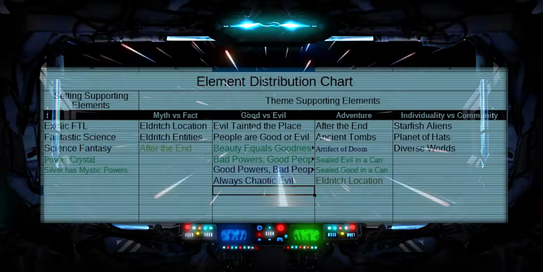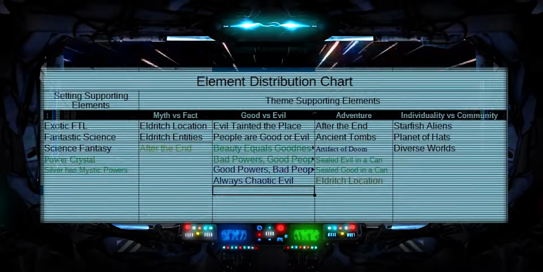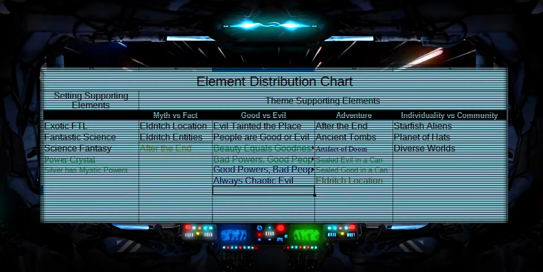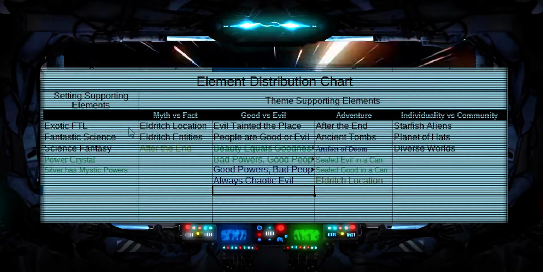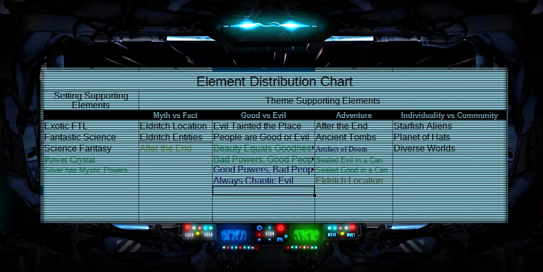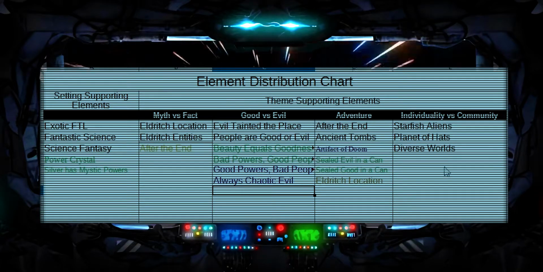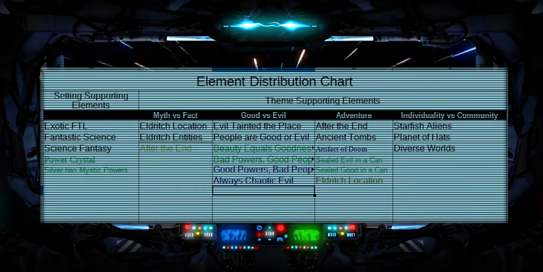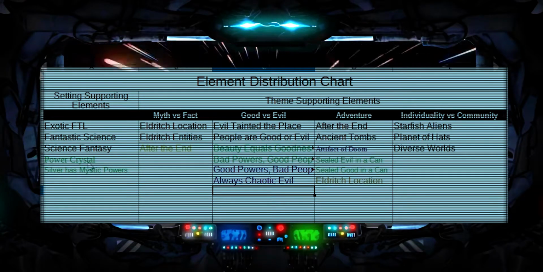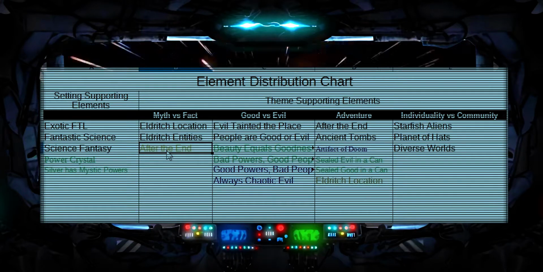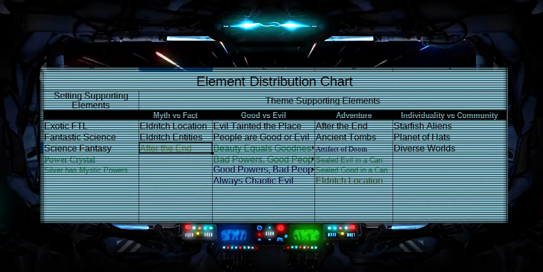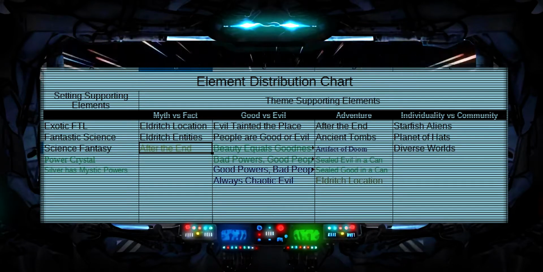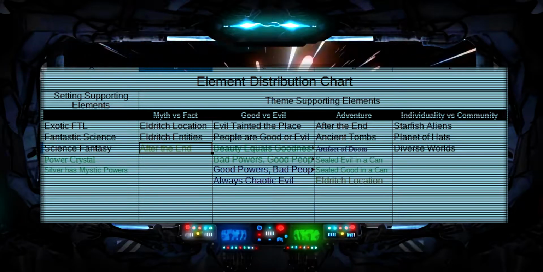This spreadsheet shows the elements I decided to add and elements I decided to make work in other places. It's broken down pretty simply with a little distribution chart here. We got all the setting supporting elements in one nice little column, and all of the theme supporting elements in their own columns, the ones that support myth versus fact, good versus evil, adventure, and individuality versus community. Now, yellow entries here, those are ones that actually work in more than one category. Those are powerful. Those can build up a lot of things at once, and you'll want to play into those. Just sit down and think about which ones can do that.